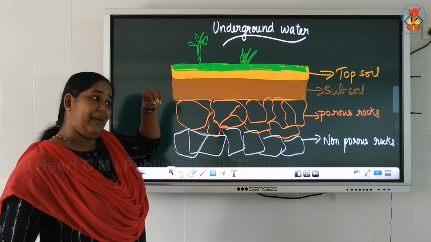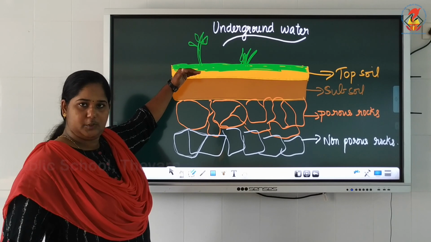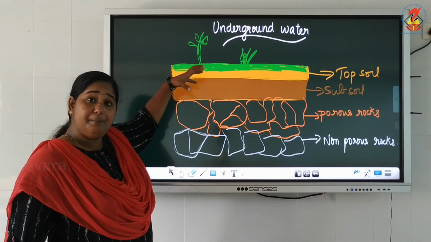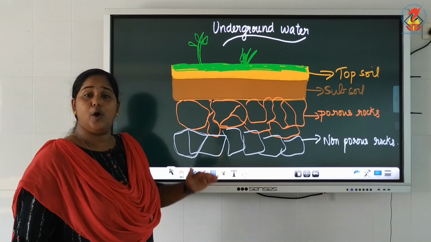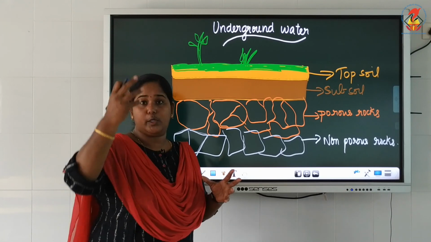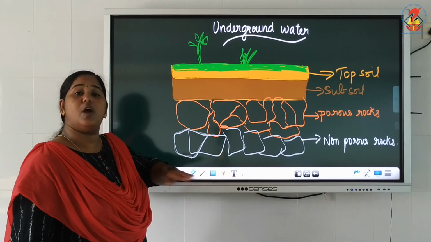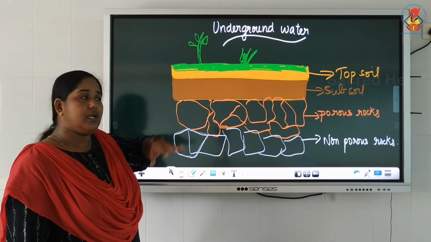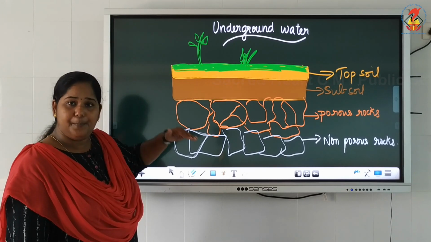This water that penetrates into the ground passes through the topsoil. Topsoil means the outer layer of soil. Subsoil is the layer beneath the topsoil. Below that we have porous rocks. Porous rocks means the rocks which allow water to pass through them. And below that we have non-porous rocks, which do not allow water to pass through. So the water that seeps into the ground passes through topsoil, subsoil and porous rocks.